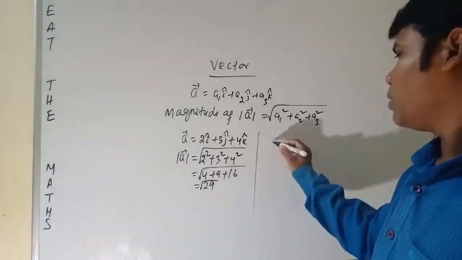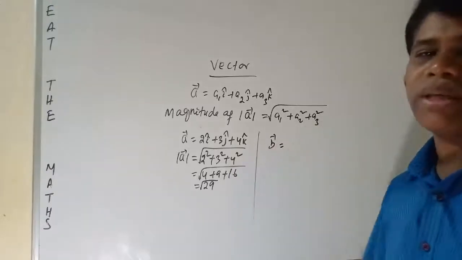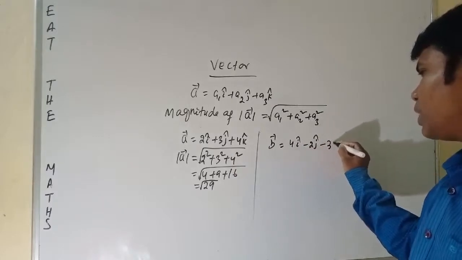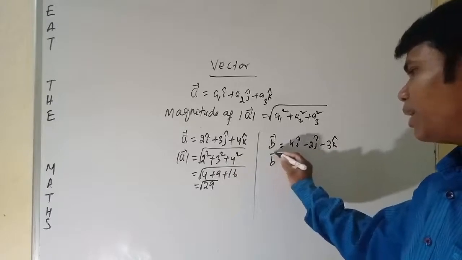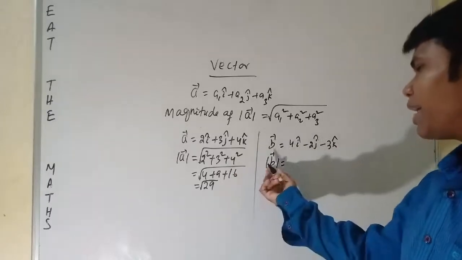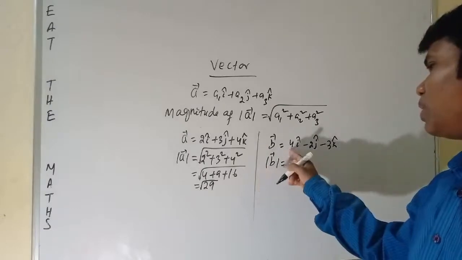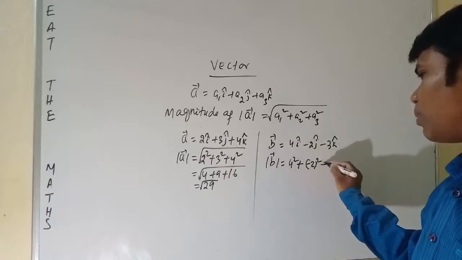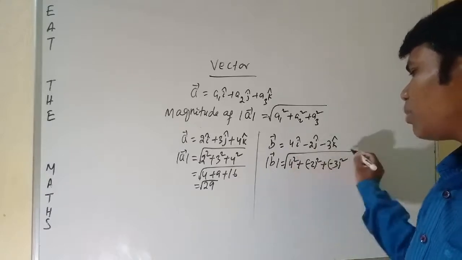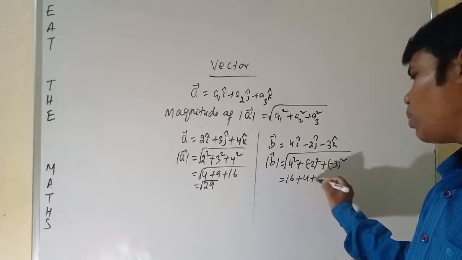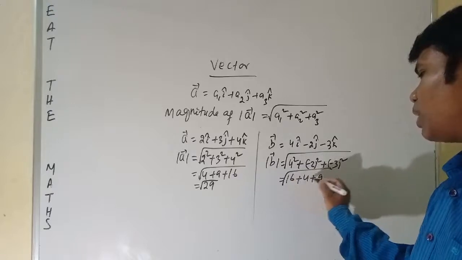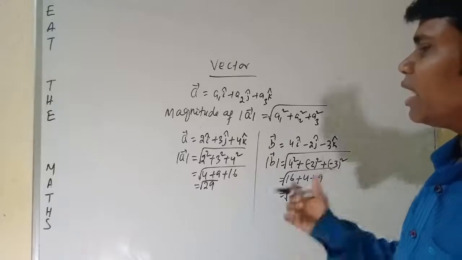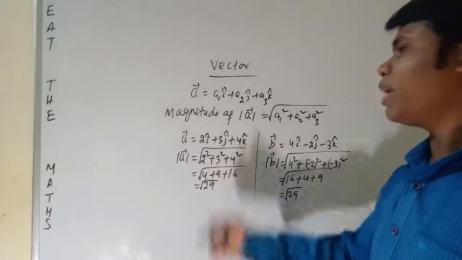Okay, suppose b vector is given, whatever b, you can take 4 i cap minus 2 j cap minus 3 k cap, say. The magnitude of b we can write like this. This is the magnitude of b. You see, 4 square plus minus 2 square plus minus 3 square, root over. This is 16 plus 4 plus 9. 16 plus 4, 20, 20 plus 9, 29, root 29. Similarly, any kind of vector given to you, you have to calculate like this.